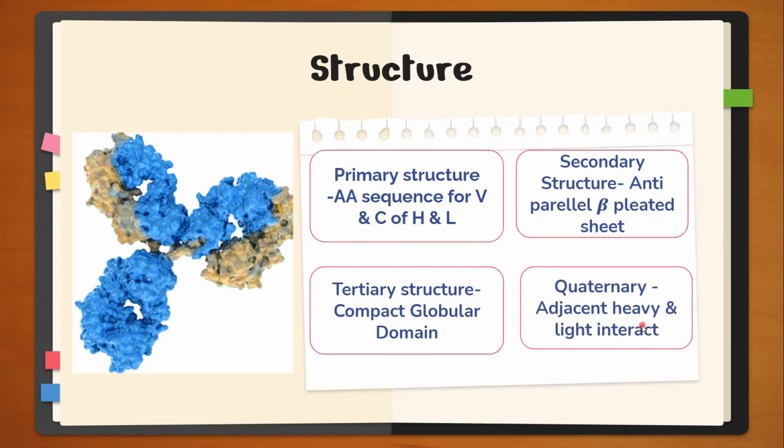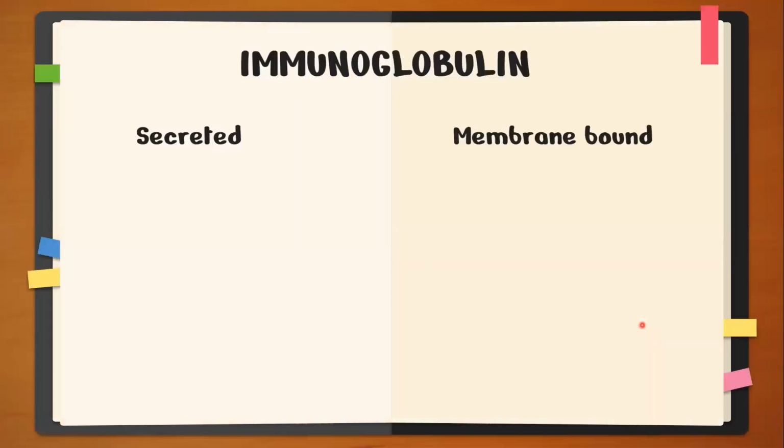Okay, so primary structure, straight chain of amino acids. Secondary, it is basically the beta pleated sheets in the anti-parallel arrangement. Tertiary structure is when the globular domains are found, and finally the quaternary structure is when the adjacent light and heavy chains interact. Now, immunoglobulins are of two types.